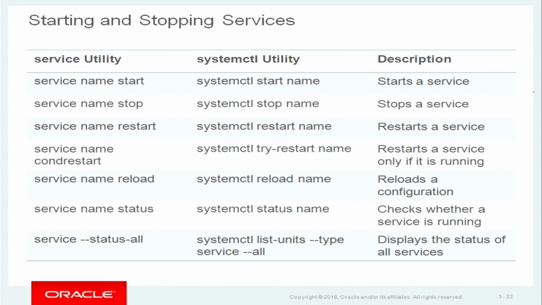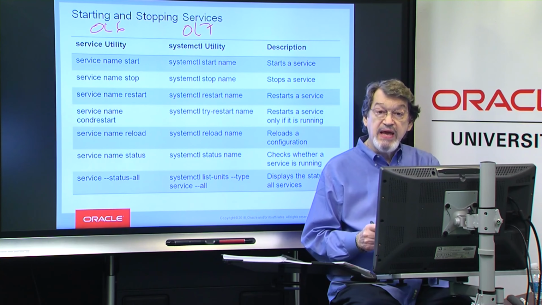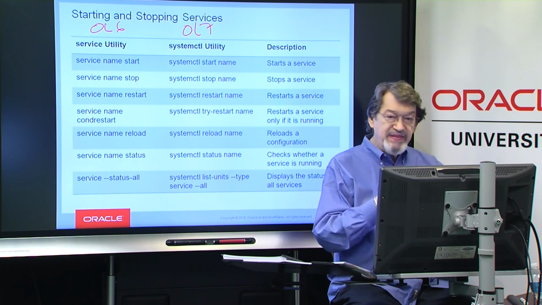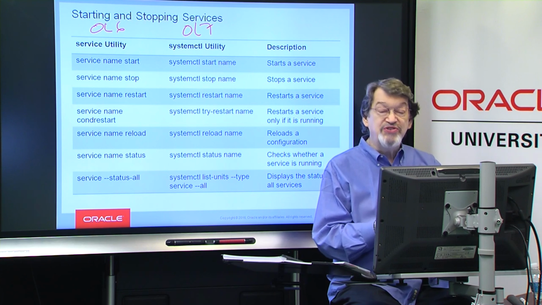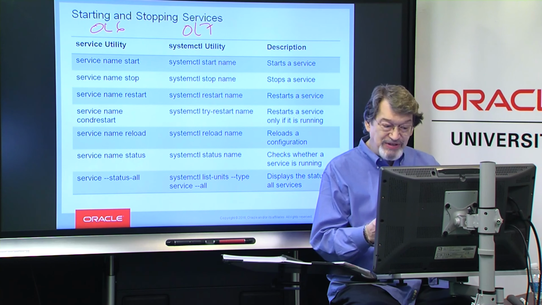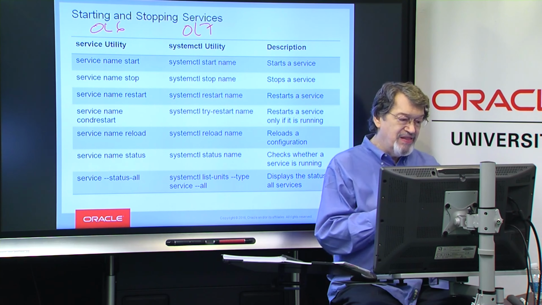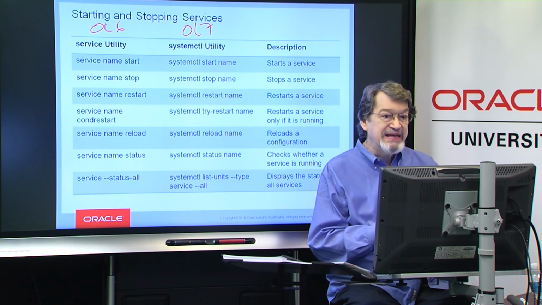So I would like to tell you that this is OL6. This is OL7. And so remember the service name start command that you had in OL6? It's now systemctl start name. And there's a stop name. If that particular service allows for a restart, there's a restart, there's a try restart, there's a reload, and there's a status. All right? And once again, all of those have parallels to Oracle Linux 6.